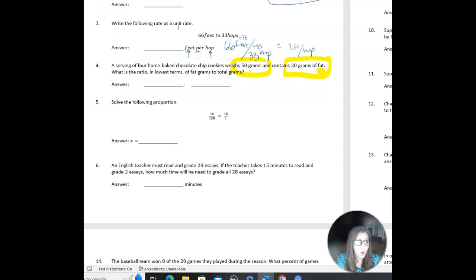Write the ratio in lowest terms. Order matters. Reading matters. Words matter. So this one says fat grams. That comes first. So fat grams, and then total grams comes last. Now, my students miss this problem a lot because they don't read it carefully, because both things are talking about grams.